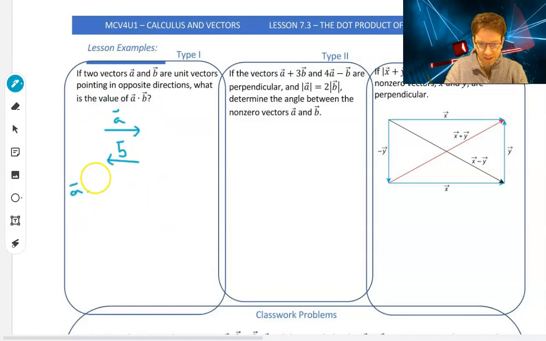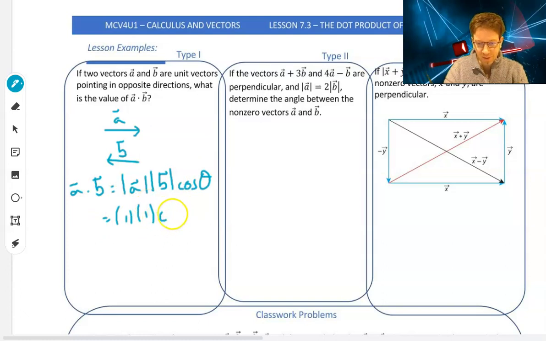Well, if we work that out, A dot B would be the magnitude of A times the magnitude of B times the cos of the angle between them. Now their magnitudes are just 1, so you have 1 times 1, which is just 1. And the angle between them, since they're in opposite directions, is 180 degrees. Cos of 180 degrees is negative 1. So if we have an angle between 90 and 180, well, that's going to give us a negative value for the dot product.